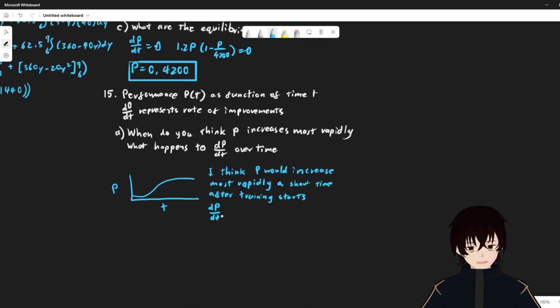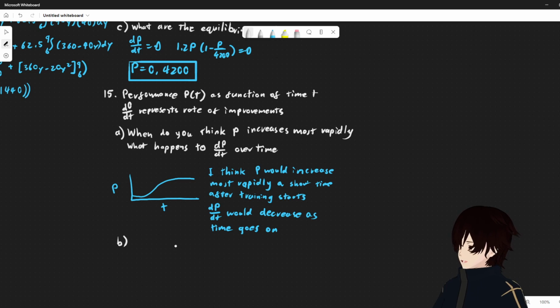dP/dt would decrease as time goes on. The rate of learning would probably start off very slow and then suddenly accelerate, and then just flatten out over time. But I think B is going to give us some actual science to this.